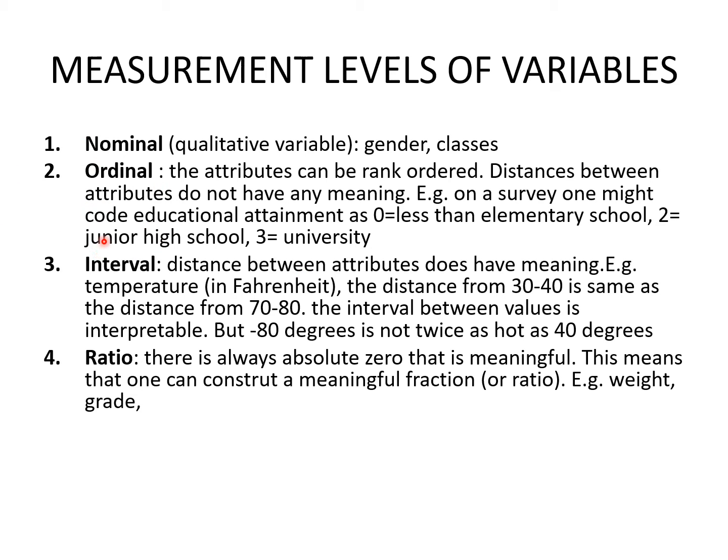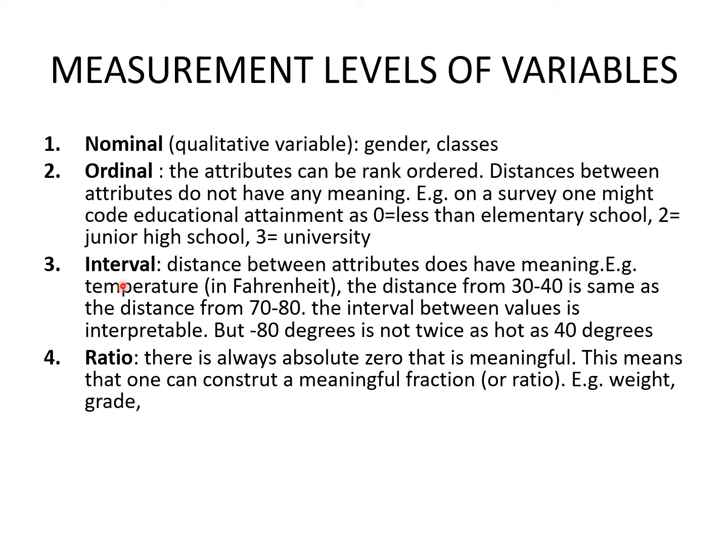The second type of data is ordinal. Ordinal is quite similar to nominal, but it has a rank. For example, in a survey, 1 might be coded for less than elementary school, 2 for junior high school, or 3 for university. So there is a rank in that category, but it is still a kind of categorical data.